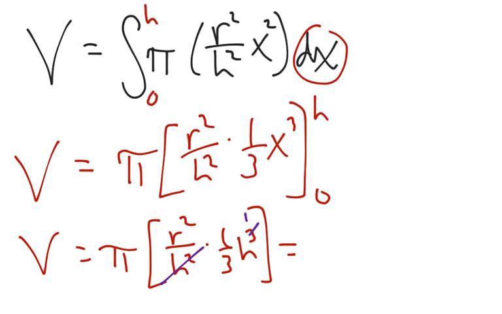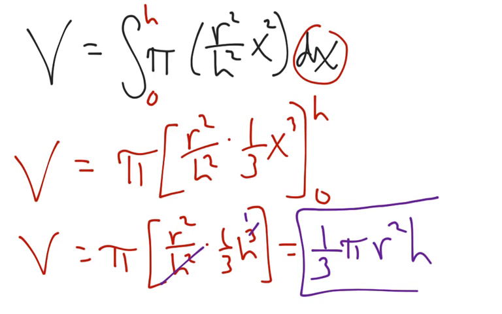If I just put this in the usual order, we have one third, pi, r squared, and that single h left. There's our formula for the volume of a cone: one third pi r squared h, which is one third the base area times the height.